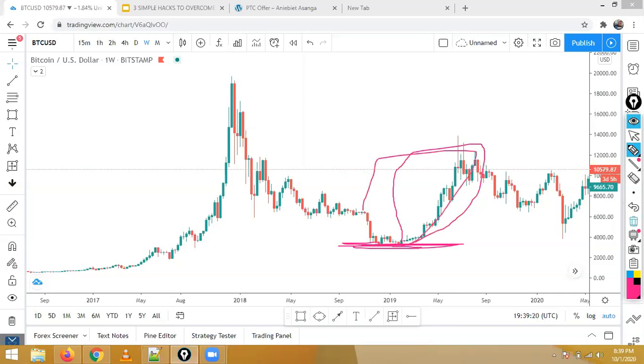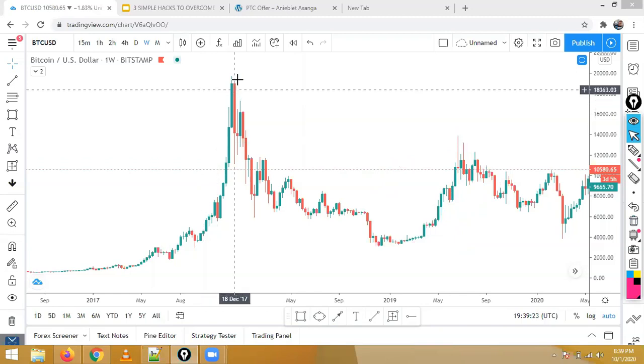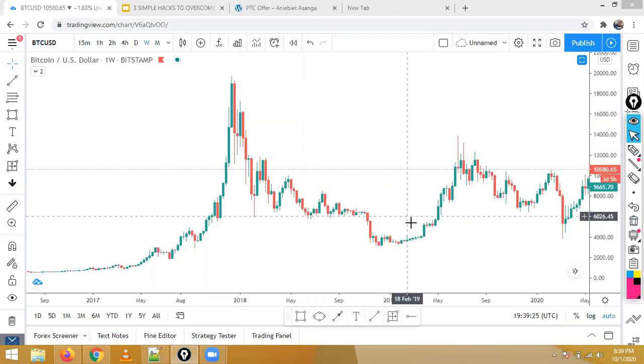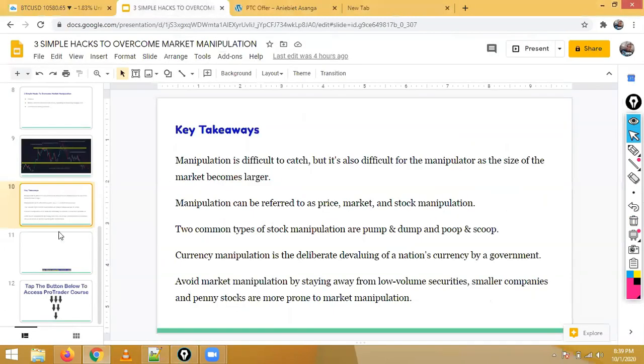So this is a clear example of a pump and scoop type of manipulation on Bitcoin there. The currency manipulation is done by the banks, like the central banks, like what we just said with the China that happened last year, August. So that is really done by the banks.